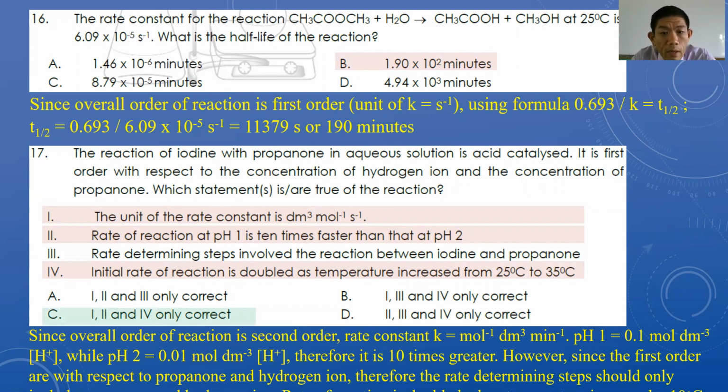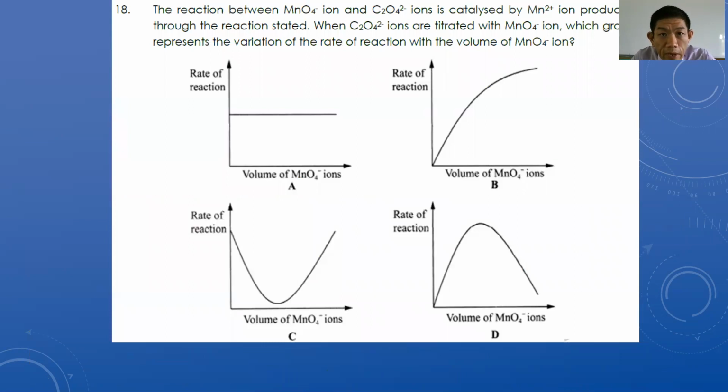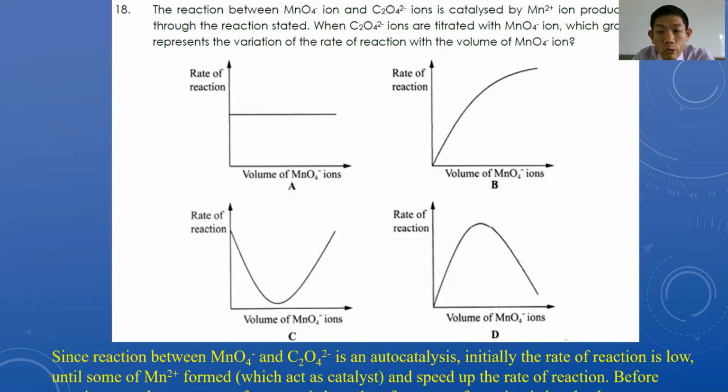Okay, then we have number 18. The reaction between MnO4 minus and C2O4 2 minus catalyzed by Mn2 plus produced through the reaction stated. So C2O4 are titrated with MnO4 minus, which graph represents the variation of the rate of reaction. Now, this is what we so-called autocatalysis. Autocatalysis. Okay, so the reaction between MnO4 minus and C2O4 2 minus, later I'll write on for you. How is the rate of reaction?